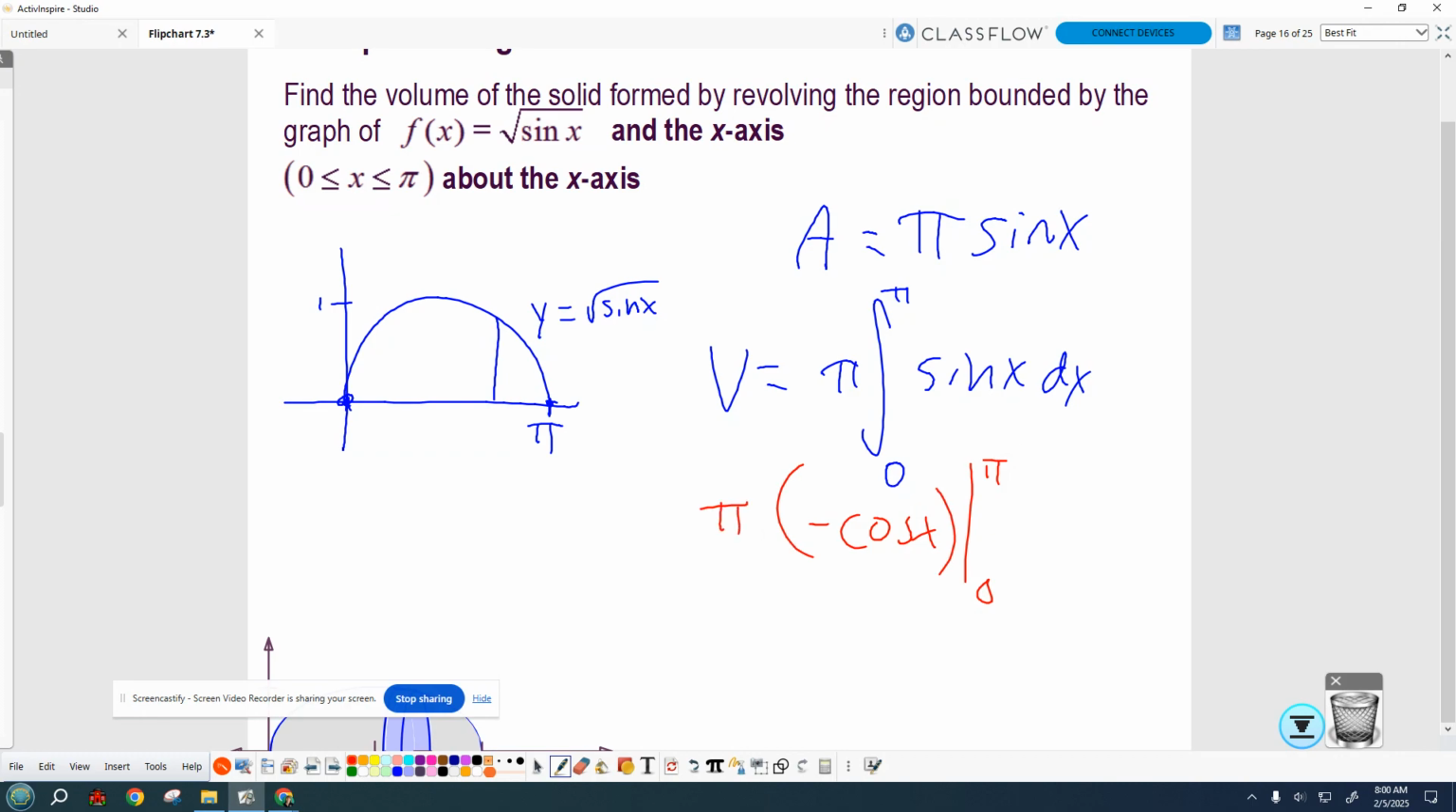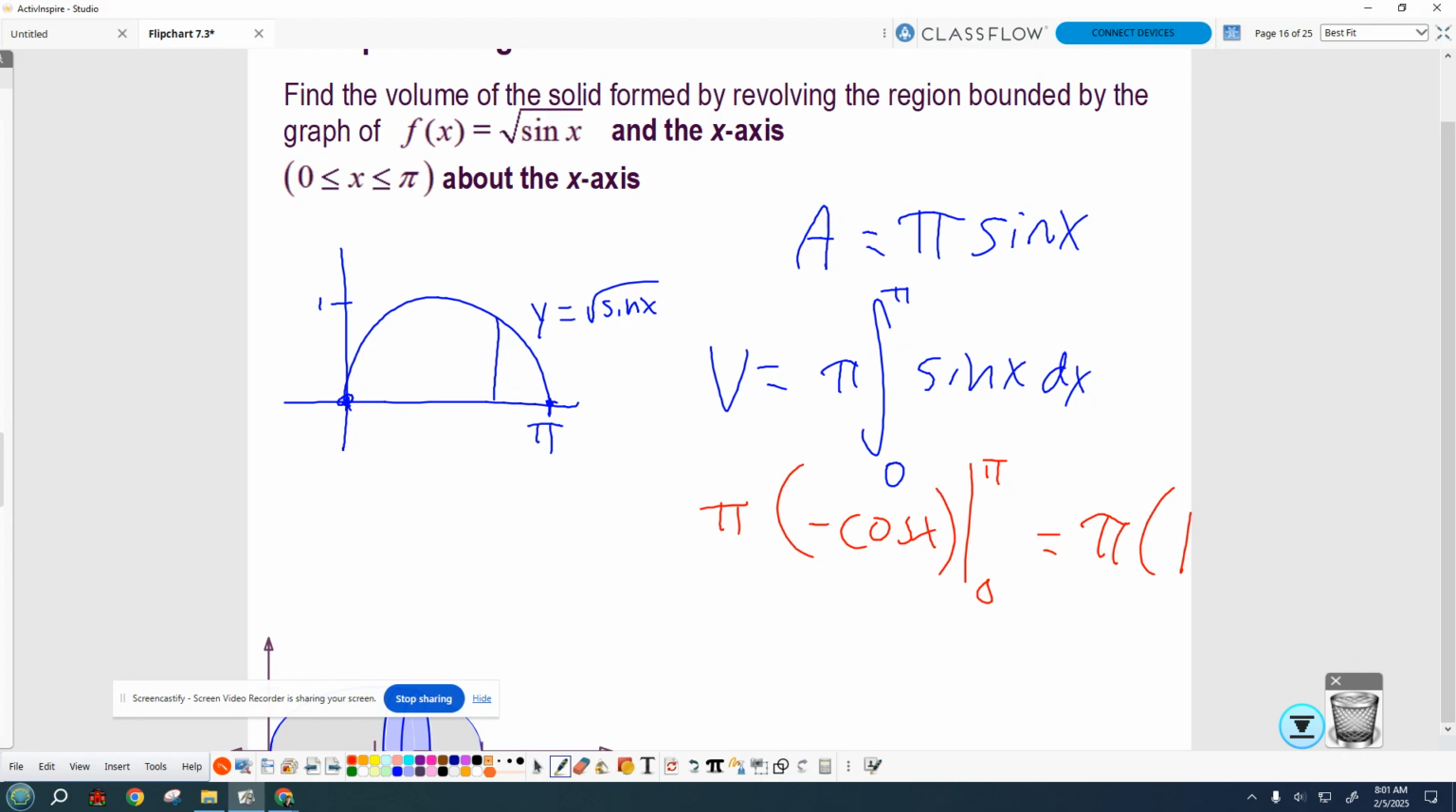And the common mistake with these, you forget pi. You write it here and then on the next step you lose it. So it's pi times negative cosine of pi. Kaya, what is negative cosine of pi? Negative 1. It's negative cosine of pi, so it's negative 1.